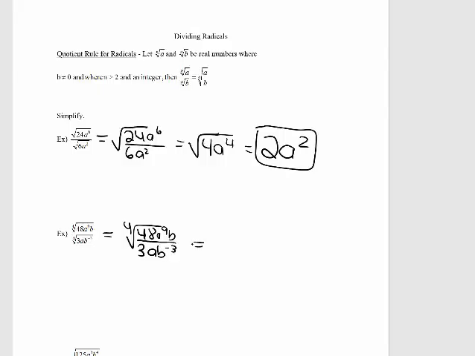So 48 divided by 3 is 16. A to the 9th divided by a is a to the 8th. And b divided by b to the negative 3rd is b to the 4th. This is a perfect 4th root. The 4th root of 16 is 2. The 4th root of a to the 8th is a squared. And the 4th root of b to the 4th is b.